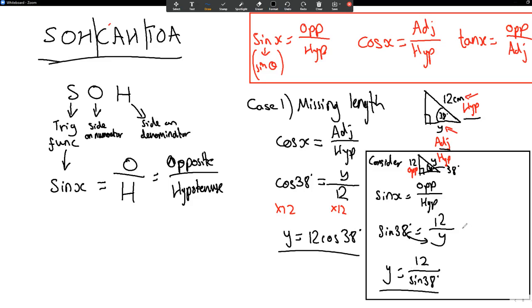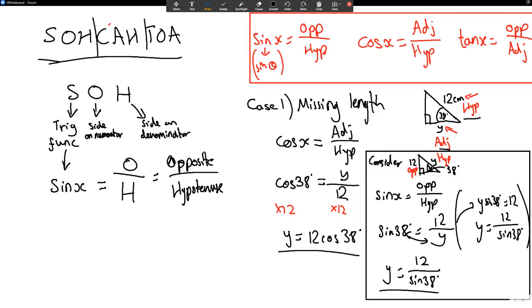If you want to know why this is true, it's because we can times through by y to get y sine 38 equals 12. And then we can divide by sine 38, giving us 12 over sine 38 degrees. But that is in case you just don't understand this step.